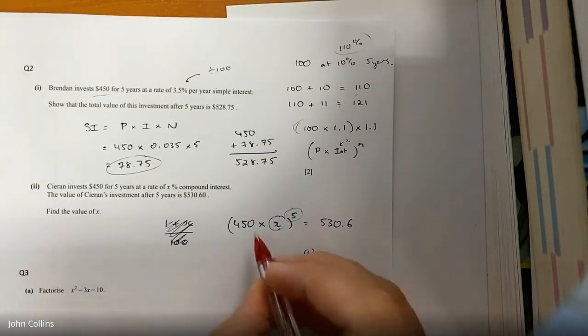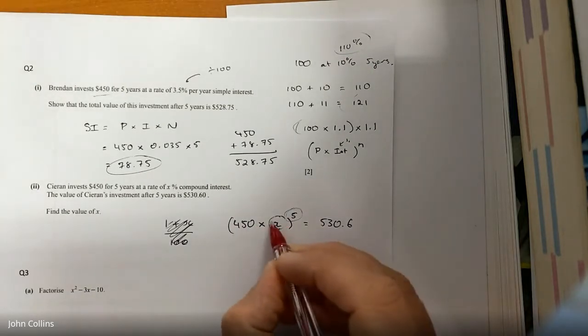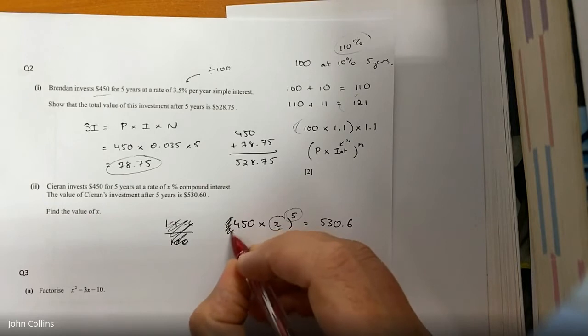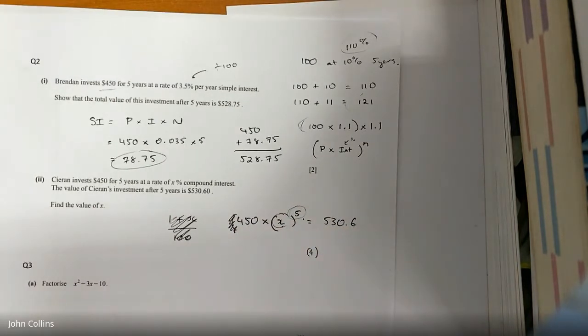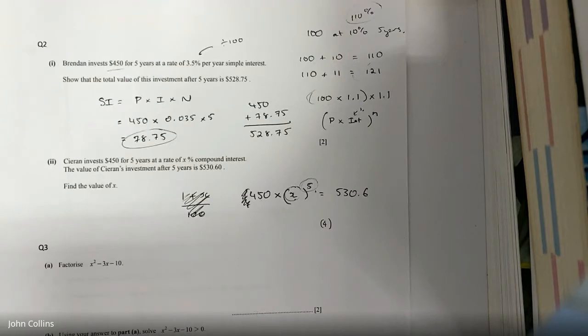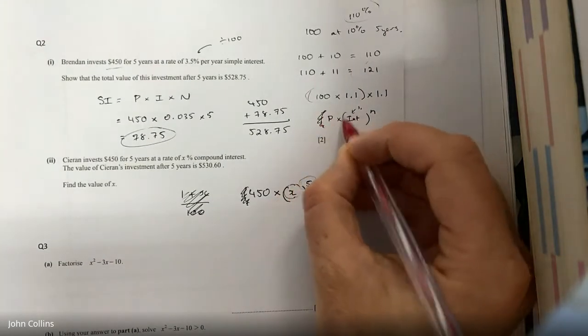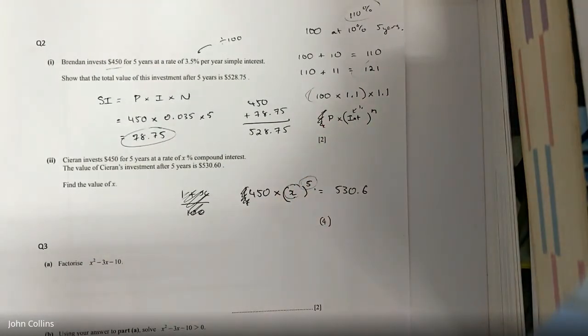Sorry, this shouldn't be in brackets. Only the X is to the power of 5, not the 450. The 450 won't be to the power of 5. That X should be. I put the brackets in the wrong spot. My bad. Because if you did 450 to the power of 5, that'll be an absolutely humongous number. But it's only the interest rate that multiplies by itself again and again and again.